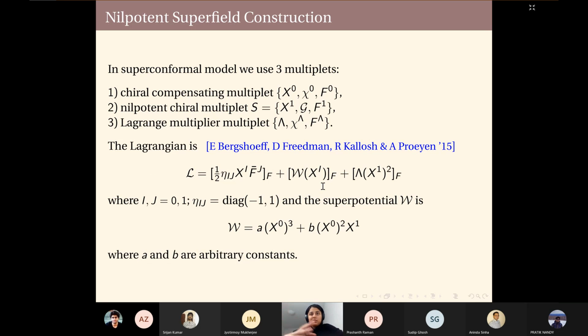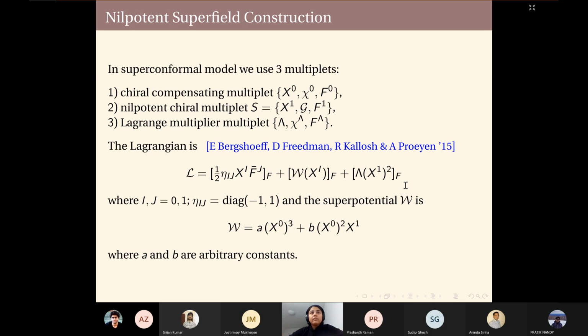And this is a schematic form of the Lagrangian. You don't need to understand it very carefully right now. The main thing to see here is that there's this superpotential W, and it has this expression where these constants A and B are arbitrary. And the Lagrange multiplier sits here. As long as this Lagrange multiplier is present in the Lagrangian, supersymmetry is realized linearly. But since we want to break it, or realize it non-linearly, we solve the equation of motion of lambda and eliminate it.